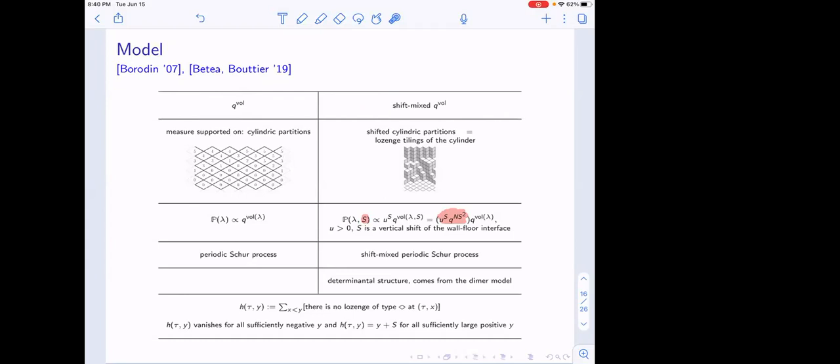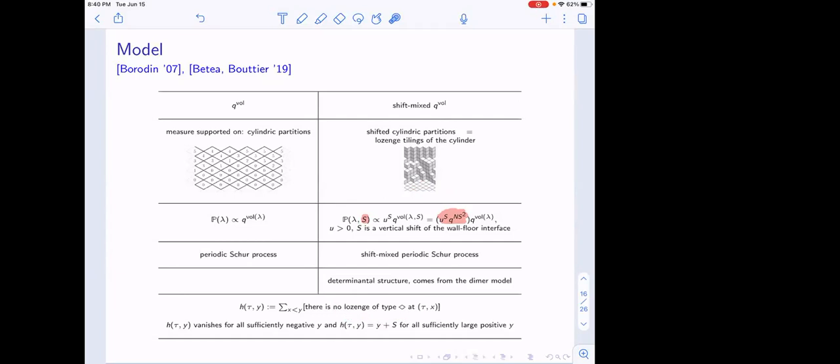Okay, so in both these setups, Q to the volume and shift mix Q to the volume, the height function can be defined as the number of lozenges of non-horizontal type if we go far away down. Then note that in both setups, the height function vanishes if we go far away down, because the boundary conditions are such that all lozenges far away down are horizontal. So there are no lozenges of different type.